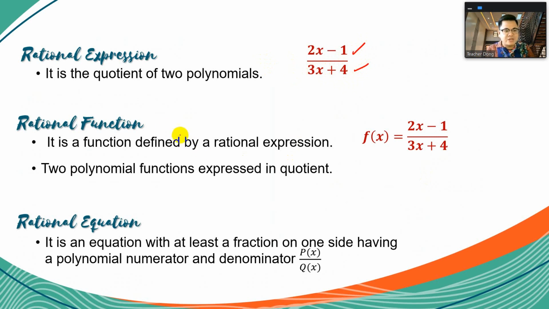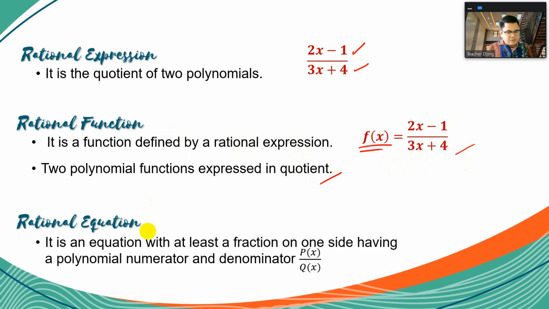And then the other one is the rational function. It is a function defined by a rational expression just like this. So f of x is equal to 2x minus 1 over 3x plus 4. We have the domain and also we have the range. Just remember that you cannot solve for the range without the domain for a specific function. Two polynomial functions expressed in a quotient just like this.